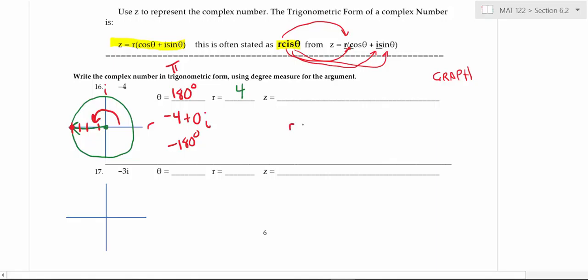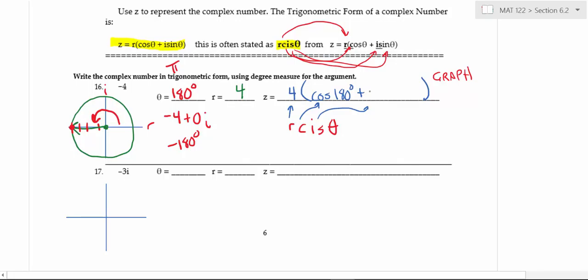So it goes like this. We've got r cis theta. That's a real easy way to remember your complex number. So the radius is 4. Then you put a parenthesis. C stands for the cosine. So we say the cosine of 180 degrees plus the i part. That comes next.